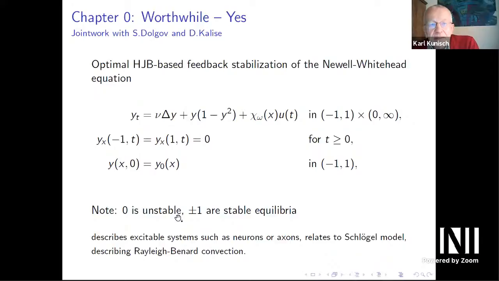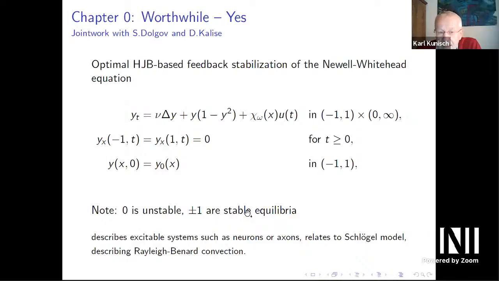For that purpose, and here I mention briefly some joint work with Dante Kalise and Sergey Dolgov. Let us take a specific situation of stabilizing the Newell-Whitehead equation, which is spelled out here, in the spatial dimension -1, 1 over the time horizon 0, infinity, with a controller acting on a subdomain little omega. And the control variable is the amplitude of these characteristic functions. Together with Neumann boundary condition, this system has 3 steady states, namely 0, which is unstable, and +-1, which are stable equilibria.